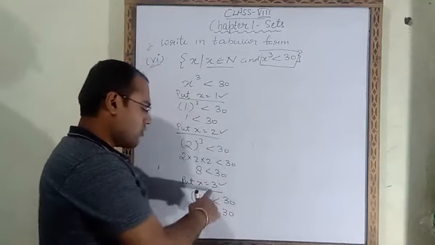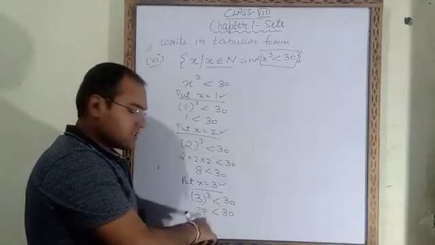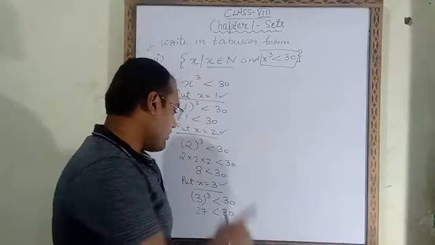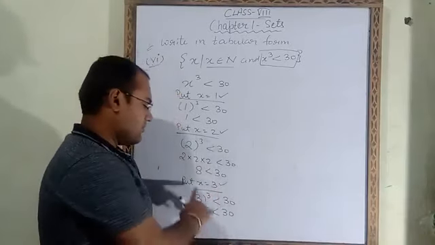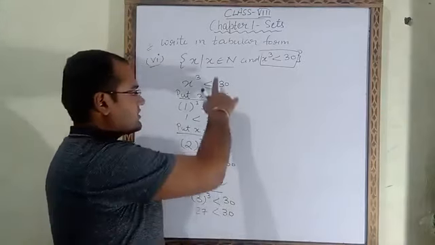When we put 4 here, 4 cube, the answer will be 64. 64 is less than 30? That statement will be wrong. So we will not take that x value, x is equal to 4. Now this question is over.